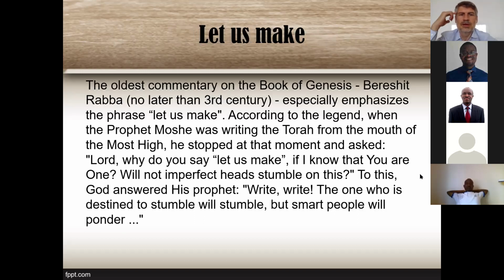There is a very interesting comment in Midrash Bereshit Rabbah, and how the rabbis in their particular way explain this. According to the legend, when the prophet Moshe was writing the Torah from the mouth of the Most High, he stopped at this moment and asked, Lord, why do you say, let us make, if I know that you are one? Will not imperfect heads stumble on this? To this God answered his prophet, right, the one who is destined to stumble will stumble, but the smart people will ponder.